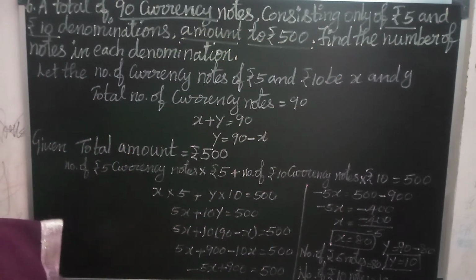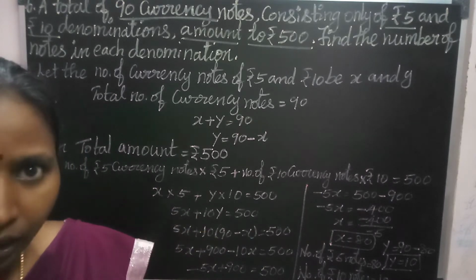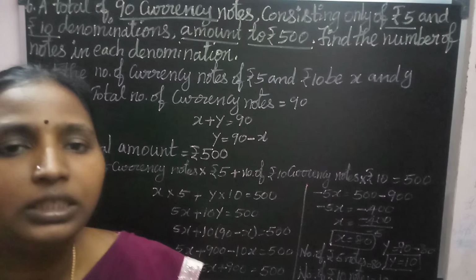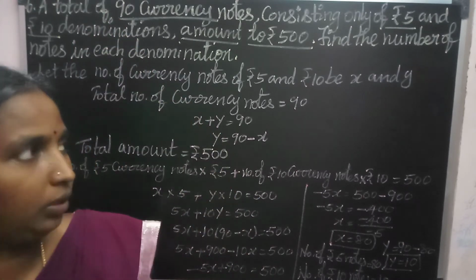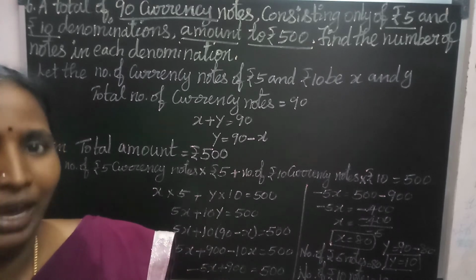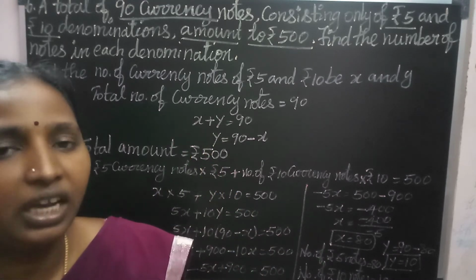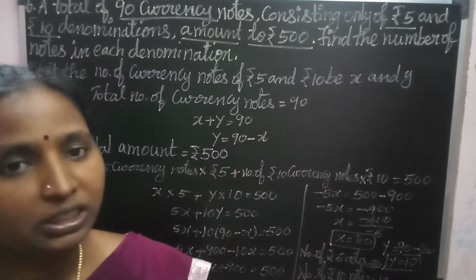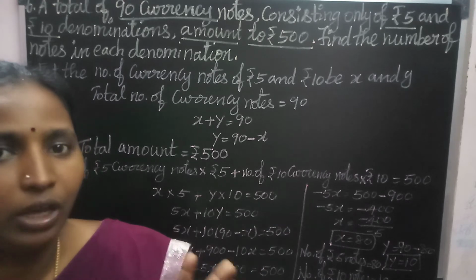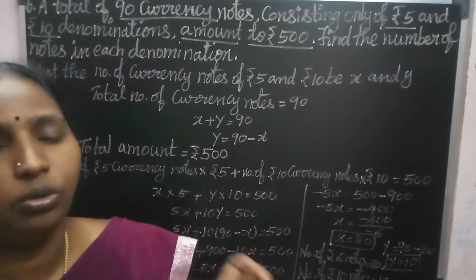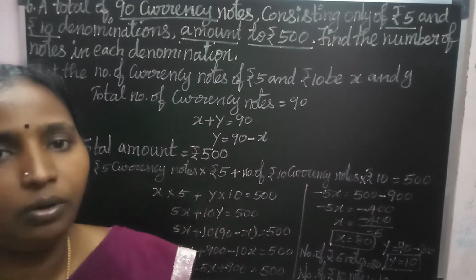It contains rupees 5 currency notes and rupees 10 currency notes. So how many currency notes are there now? 90 currency notes are there. Did you understand the sum? Imagine that you have 500. It consists only of rupees 5 and rupees 10 currency notes, not 50 rupees or 100 rupees like that. You have only rupees 5 currency notes and rupees 10 currency notes, and the total amount you have in your hand is 500.